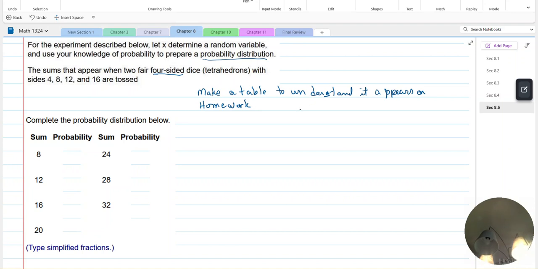So we know that the dice, the two die, have a 4, an 8, a 12, and a 16. Okay, so if I add 4 and 4, I get 8. 4 and 8, I get 12. 4 and 12, I get 16. 4 and 16, I get 20.